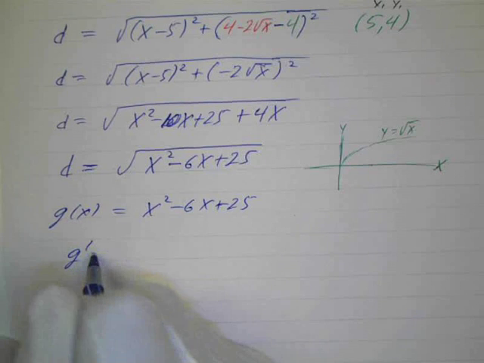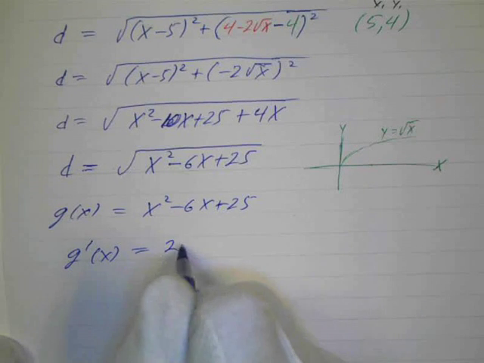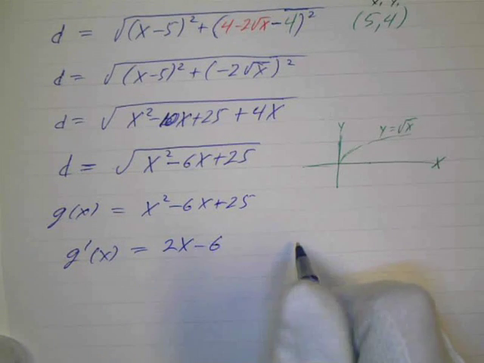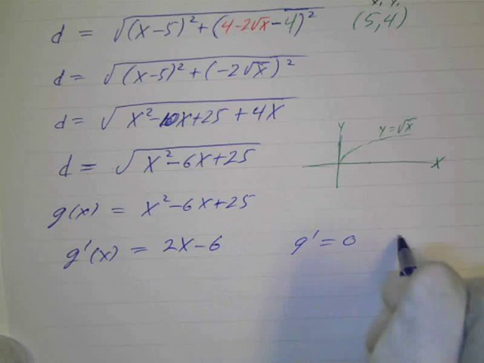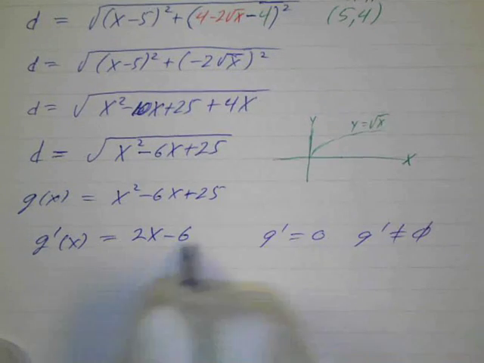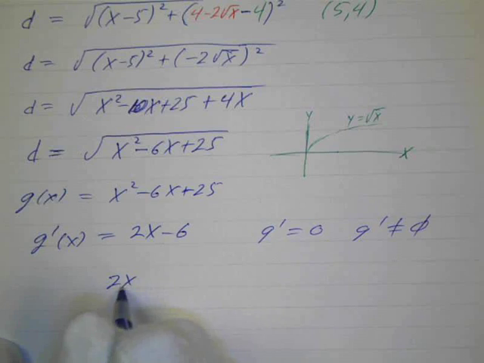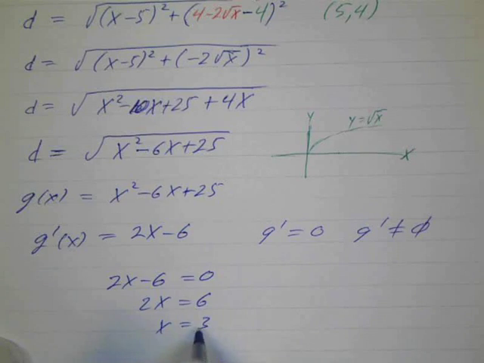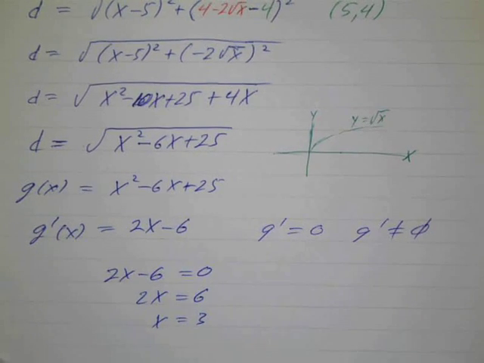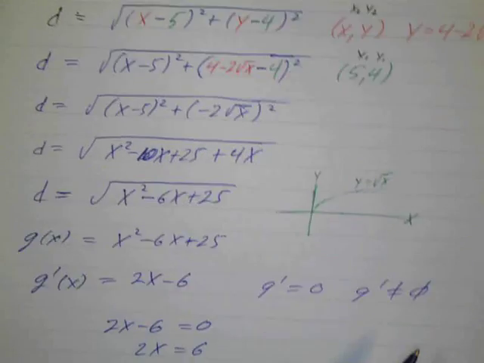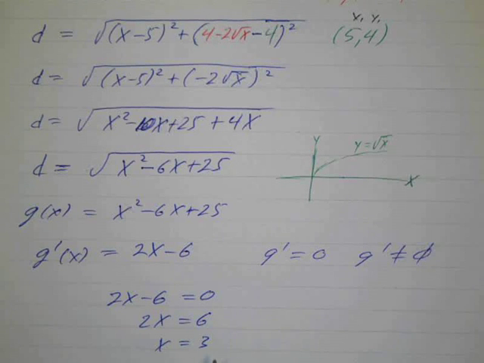So g prime of x equals what? This is relatively easy: 2x minus 6. And we want to set g prime equal to 0, or g prime undefined. Well, that's not going to be undefined because it's a polynomial, so we're just going to set it equal to 0. And that's the x-coordinate I'm looking for up here. That's the x-coordinate on this curve that we talked about. So x is 3. Now we have to find the y-coordinate because we want the point, and the point's going to have an x and a y.